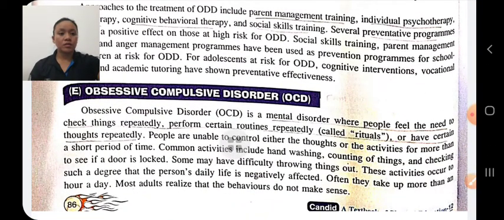Next, obsessive compulsive disorders. Obsessive compulsive disorder is a mental disorder where people feel the need to check things repeatedly and perform the same things again and again. It is a type of mental illness that causes unwanted thoughts in his mind. Therefore, to get rid of this type of thought, a person does the same things again and again.